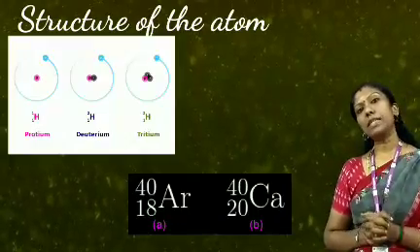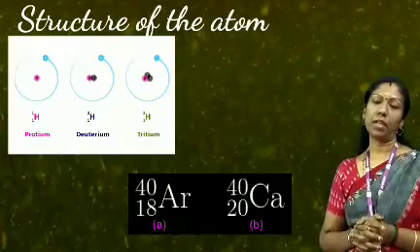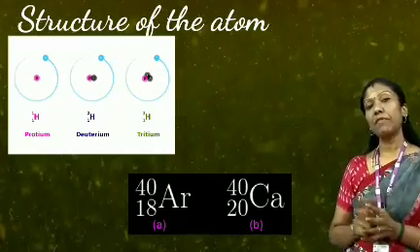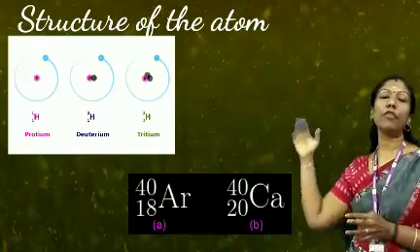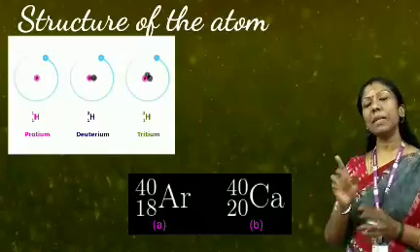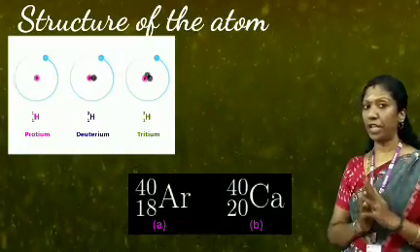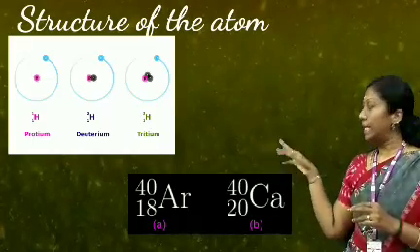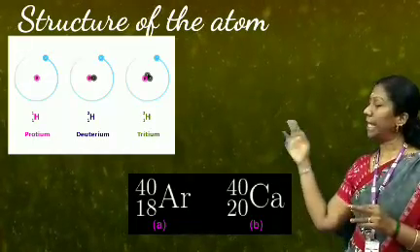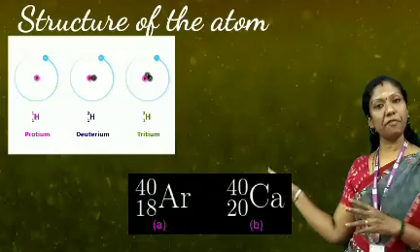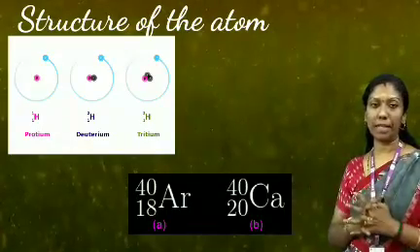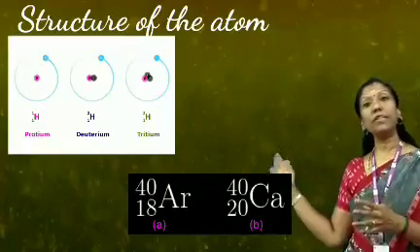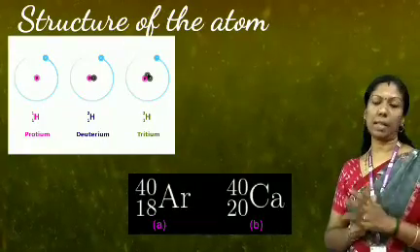The next concept is isotope and isobar. Now, isotopes are atoms of the same element with the same atomic number but different mass number. So, Z will be the same but A will be different for isotopes. Now, in isobars, Z will be different and A will be the same. If Z is different, then it is not the same element. So, isobars are atoms of different elements with a different atomic number but the same mass number.